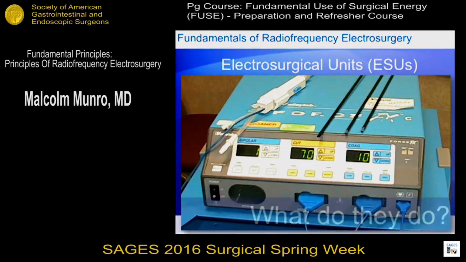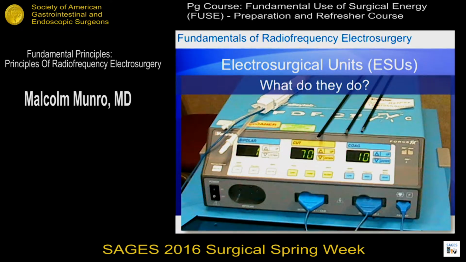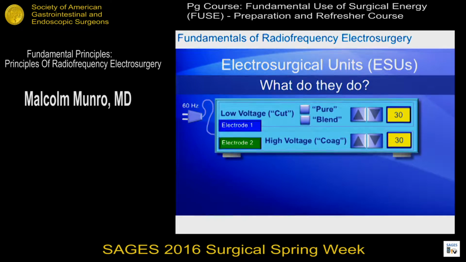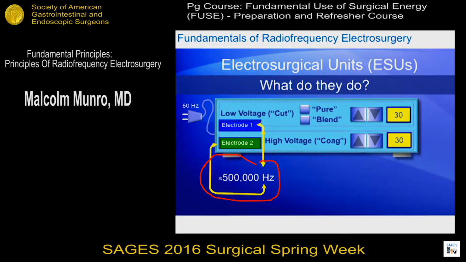So what's an electrosurgical unit do? What does this thing do? Well, fundamentally what it does is it takes a wall output, which in North America is 60 hertz or 60 cycles per second, and converts it into a radio frequency output, which is typically around 500,000 per second. So 60 hertz to 500,000 hertz, or 500 kilohertz. That's on the AM dial of your car radio. That's on the far left.